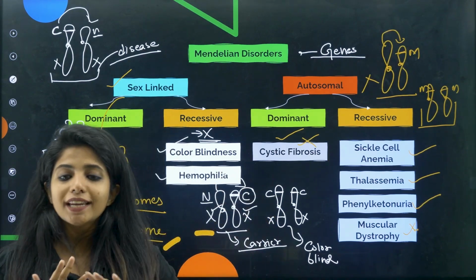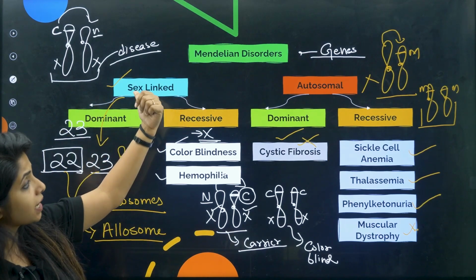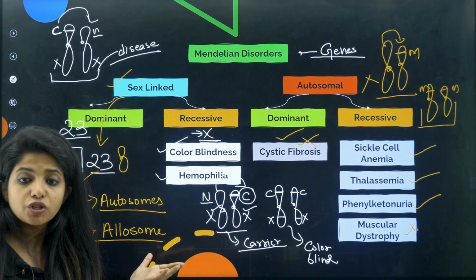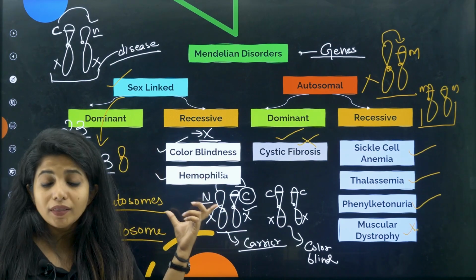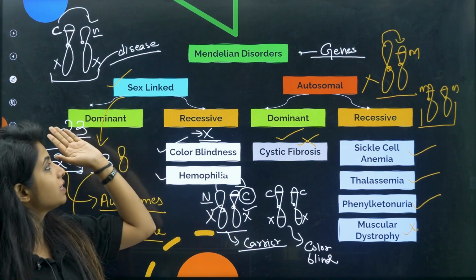So we don't want anything extra in our body. Now there are two types of Mendelian disorders, sex-linked and autosomal. The problem that occurs because of the mutations on the genes that are present on the sex chromosome, basically the X chromosome, is known as a sex-linked disease.